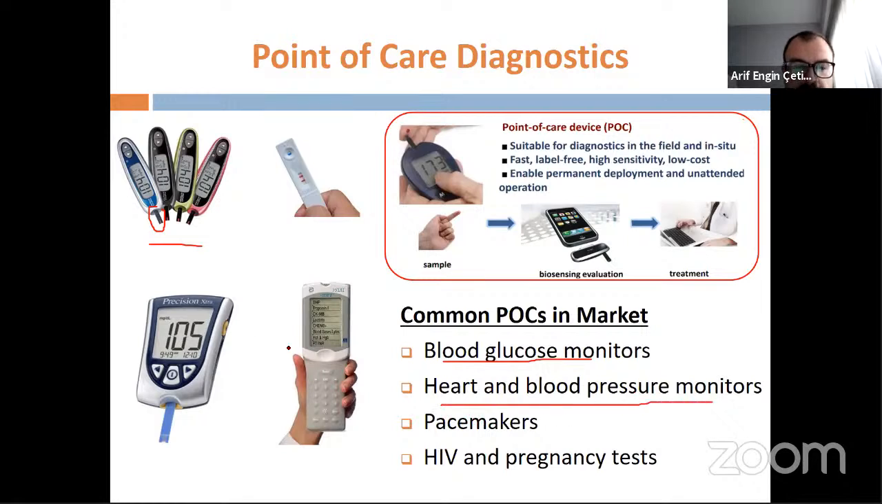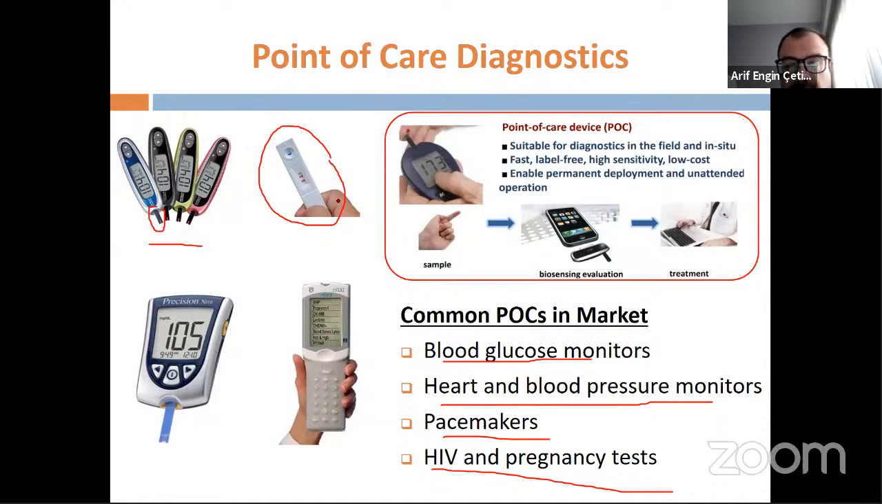Heart and blood pressure monitors use electrical methods to measure your pressure and heartbeat. Sorry, it's a pacemaker. There are also HIV and pregnancy tests here. These are chemical methods. There are certain reactions in the POCT platform, and due to these reactions, you see color differences due to the colored dyes in the POCT devices.